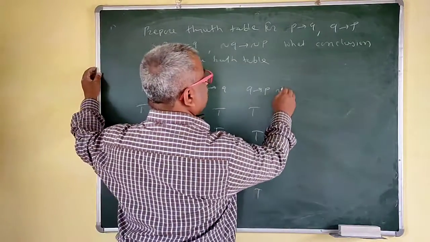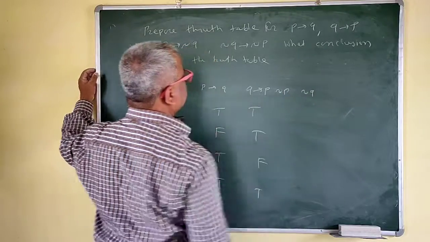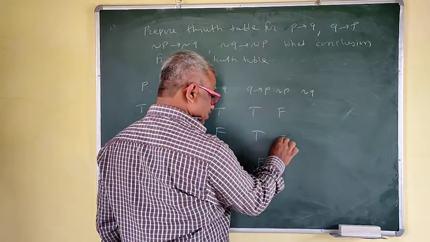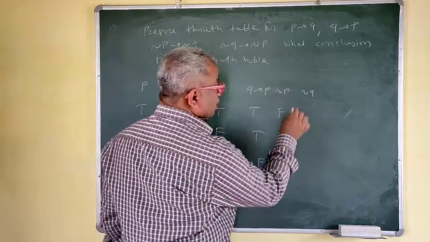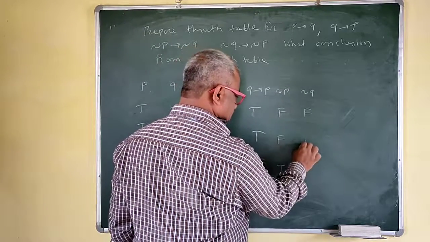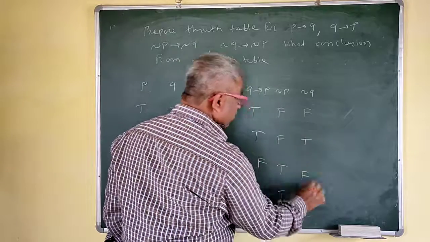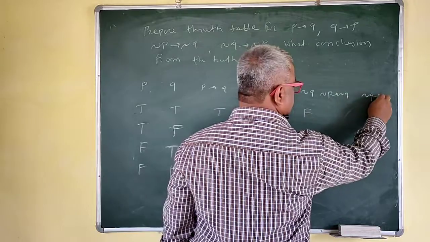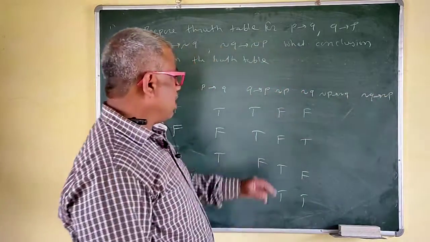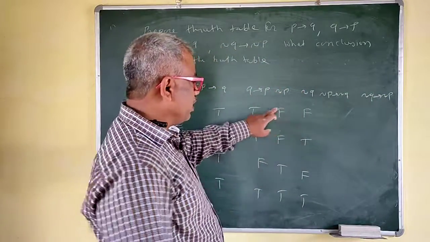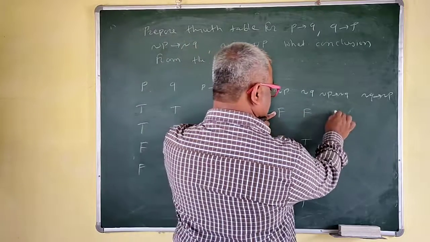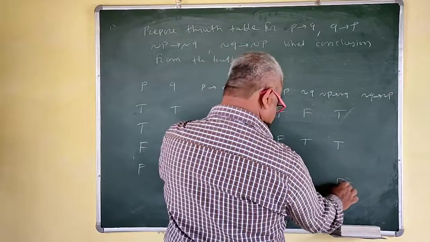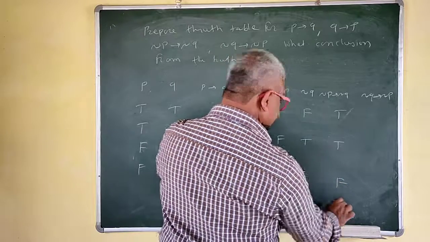Now we find negation P and negation Q. Negation P, that means two F and two T. Negation Q is alternate F, T. Then negation P implies negation Q, negation Q implies negation P. Right? Okay. First we'll find negation P implies negation Q. F implies F is T. F implies T is T. T implies F is F. T implies T is T.